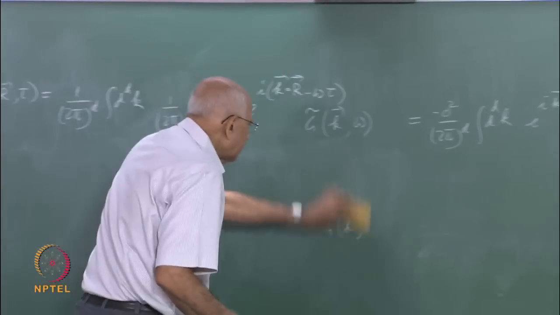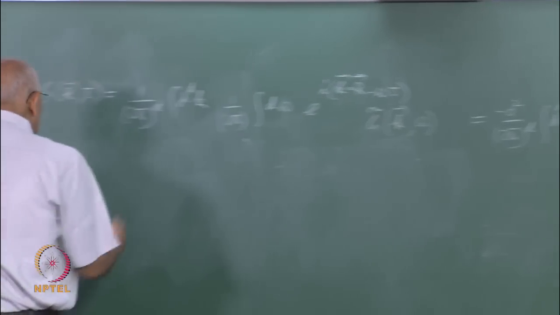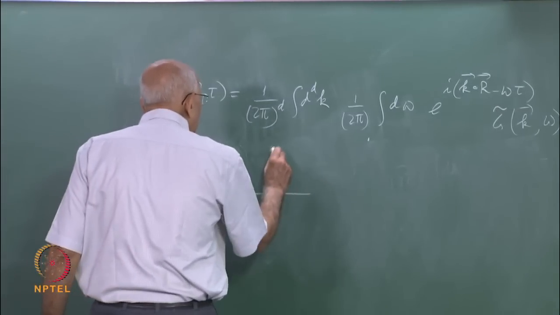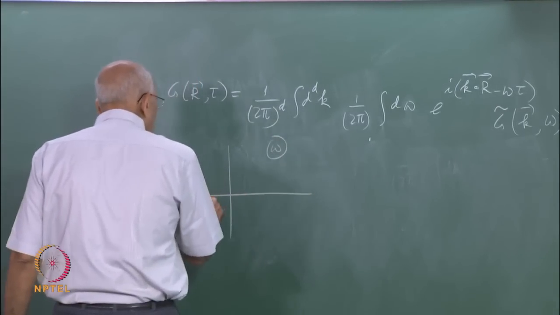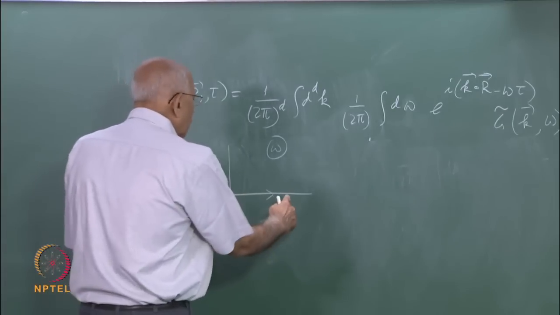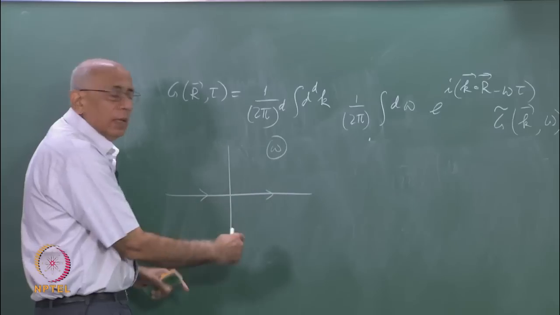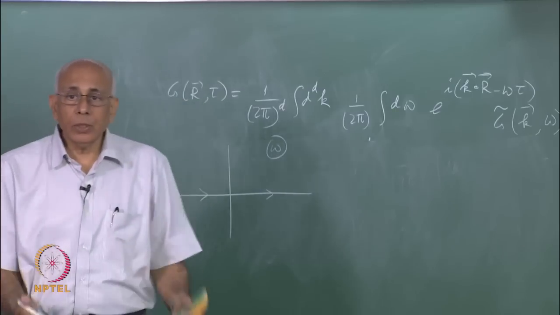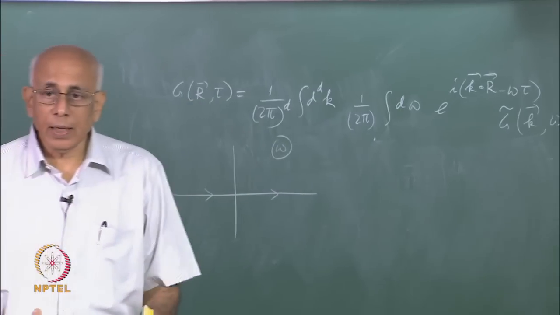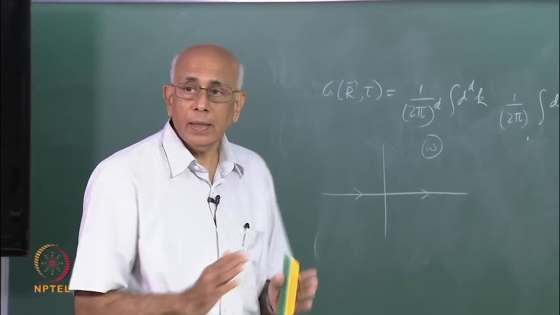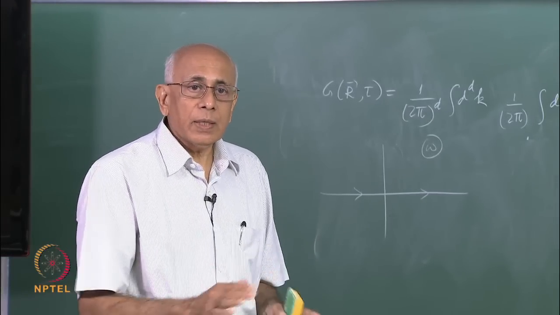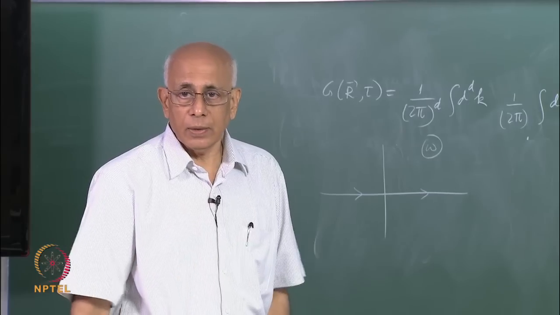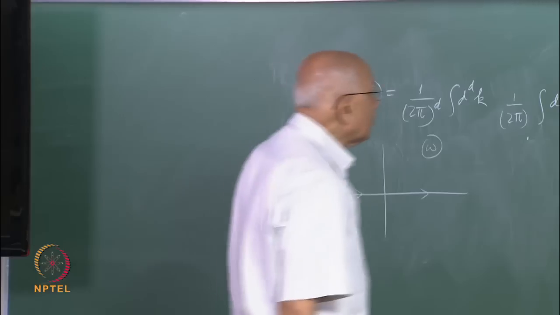So now what is going to happen? Well, in the omega plane, the contour of integration is like that, and you have two poles at plus or minus ck. I could move them up or down, but I want to ensure that this contour is such that the value of this G is identically 0 for tau less than 0. Now what does that mean?